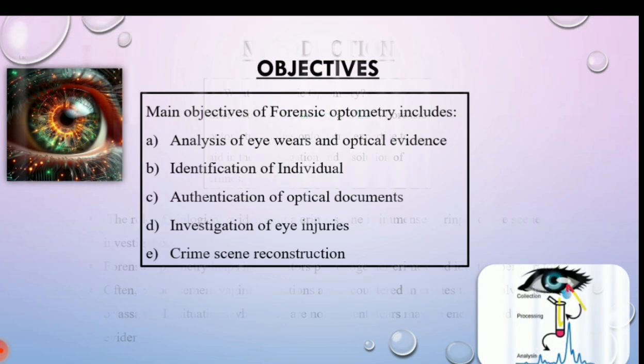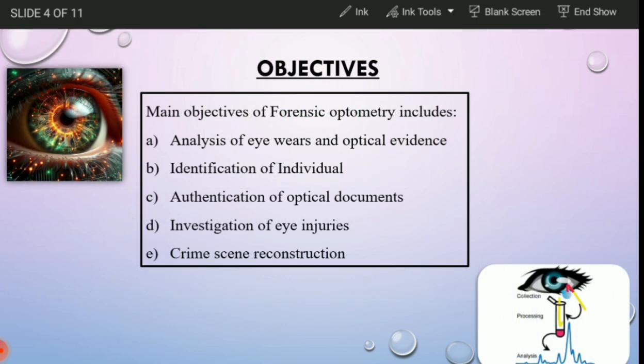Okay, the main objective of this slide is to analyze the eyewear and the optical evidence that we encounter. It could be a contact lens, spectacles, an eye drop, sunglasses, or anything related to the eyes. Then identification of an individual is done with the help of this evidence, and authentication of optical documents like the prescription the doctor provides for spectacles of a certain power. Investigation of eye injury, along with crime scene reconstruction, is done by taking all the evidence into consideration.